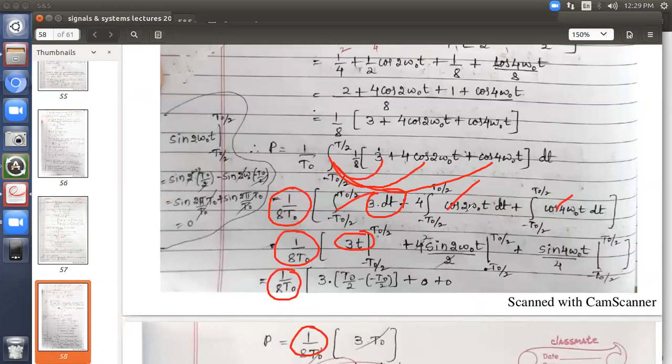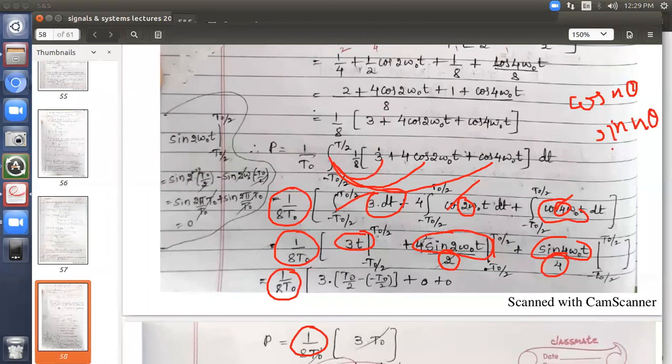Then the second term, cos of 2 omega naught t, integration of cos is sine. So sine of 2 omega naught t divided by 2, and apply the limits. Here also cos of 4 omega naught t is there, so it will be sine 4 omega naught t divided by 4, because if you have cos of n theta, its integration will be sine of n theta divided by n.